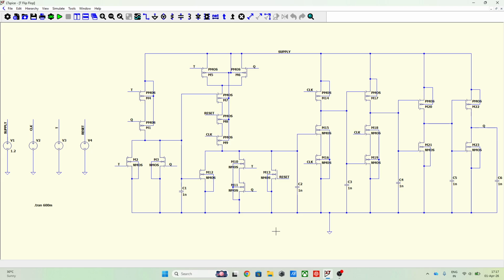So this is the schematic of the positive edge triggered T flip-flop with synchronous active high reset. It required 23 transistors to construct this flip-flop. All the transistors are of 180 nanometer technology node and the width of the transistors is adjusted accordingly. There are 4 inputs over here. One supply input over here, clock input, T input and reset input, and the output is Q.